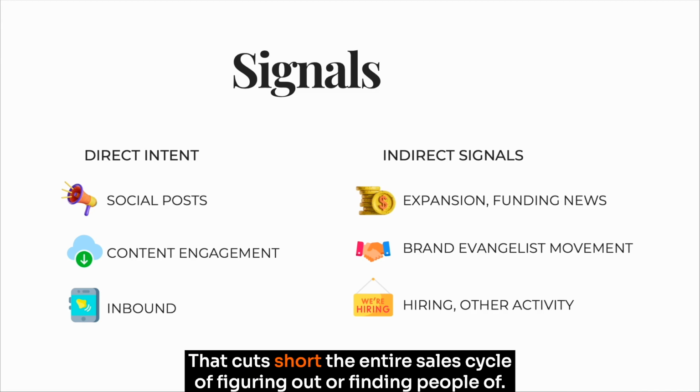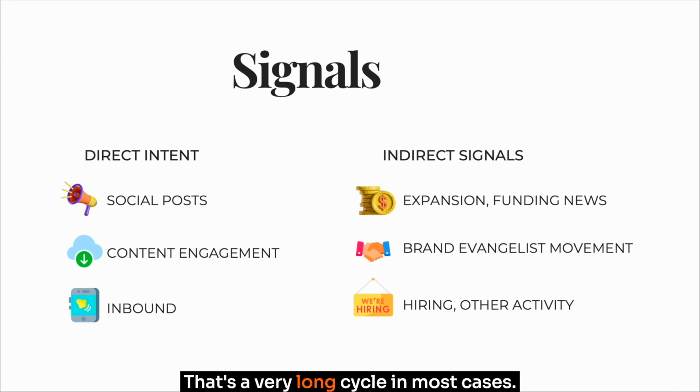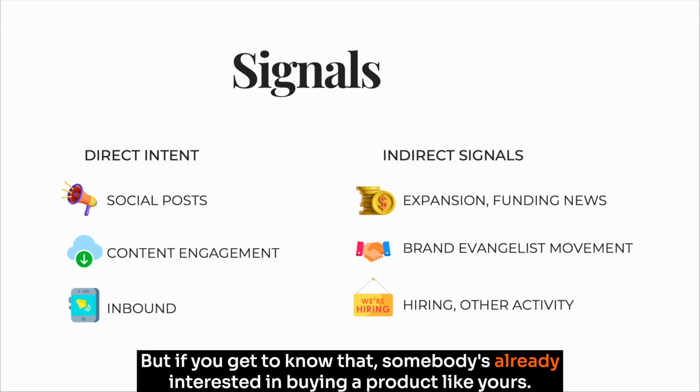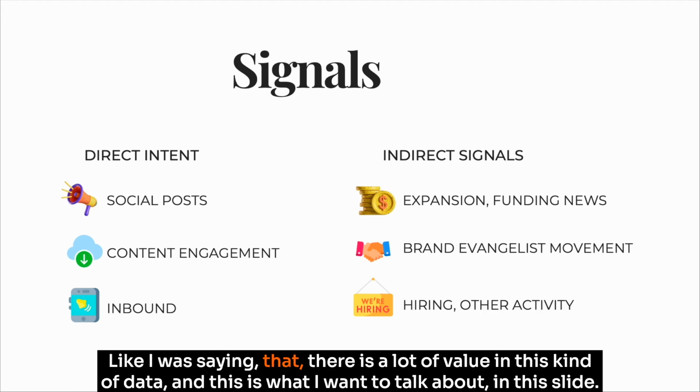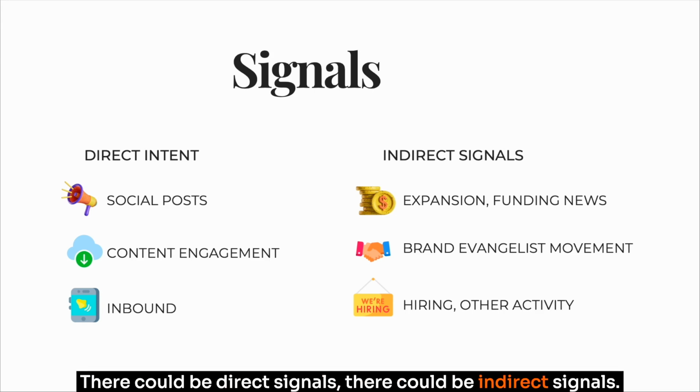That cuts short the entire sales cycle of figuring out, of finding people, of knowing who's interested, who's not, by just talking to them or sending them emails. That's a very long cycle in most cases. But if you get to know that somebody's already interested in buying a product like yours, like I was saying, there is a lot of value in this kind of data. And this is what I want to talk about in this slide, where how do you understand signals, which are buying intent signals? There could be direct signals, there could be indirect signals.